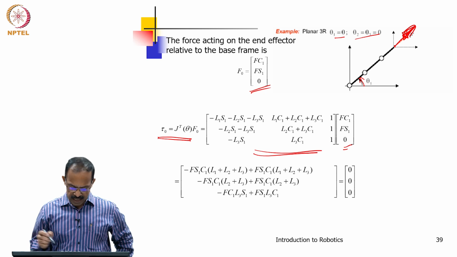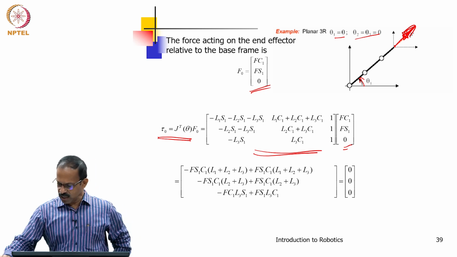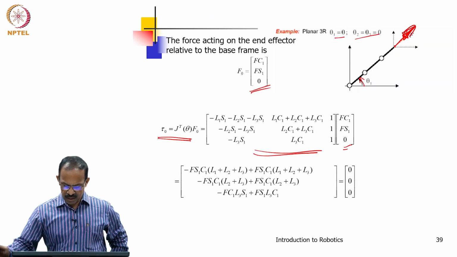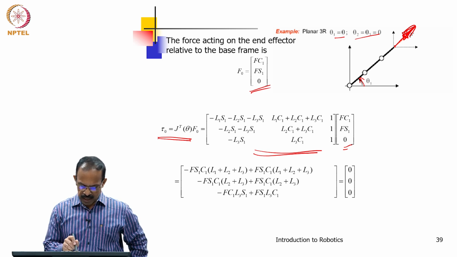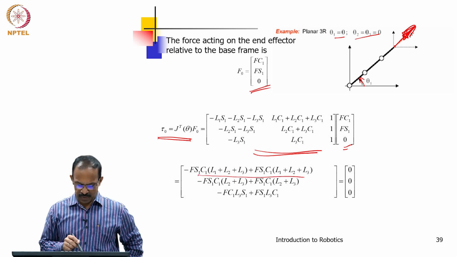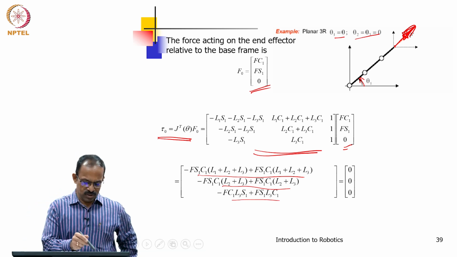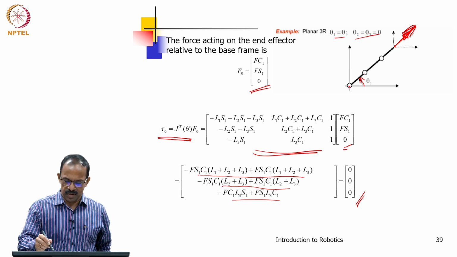Now, we can see that this will be 0, because minus Fs1 times C1 (L1 plus L2 plus L3) plus Fs1 times C1 (L1 plus L2 plus L3) is 0, and the other terms are 0 too. So, you will see that tau 0 is 0, that means no torque is acting at these joints because of the force.